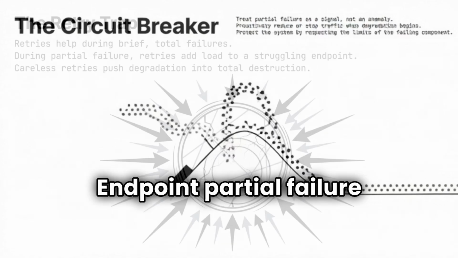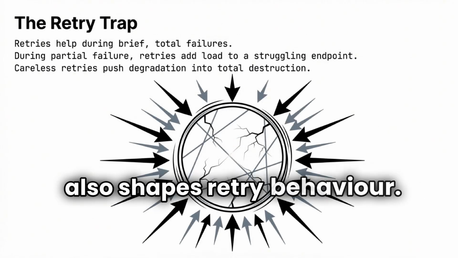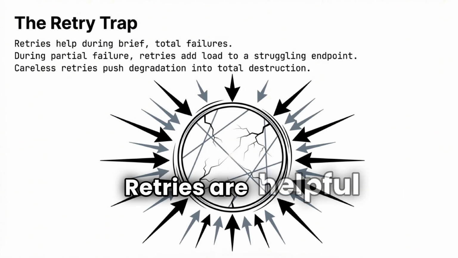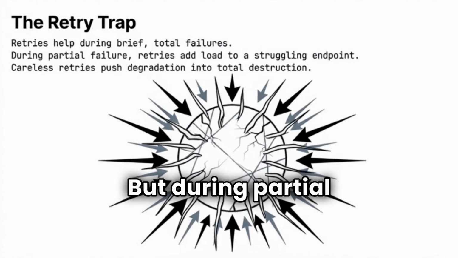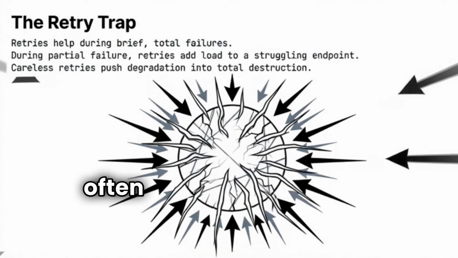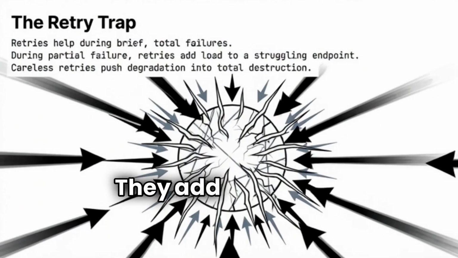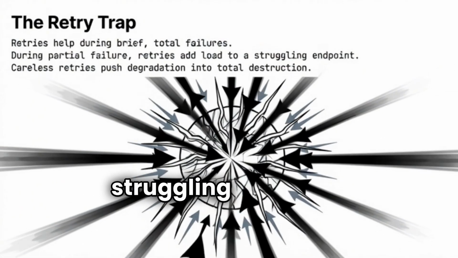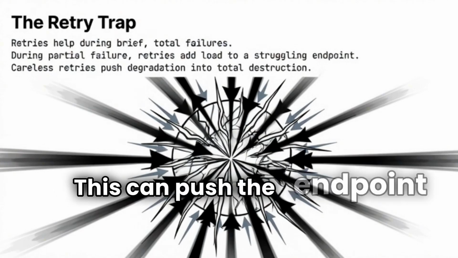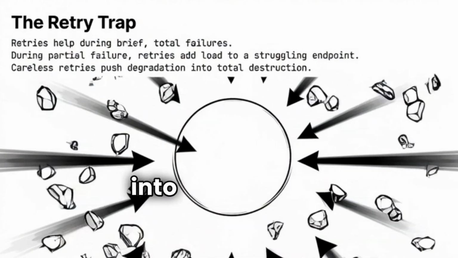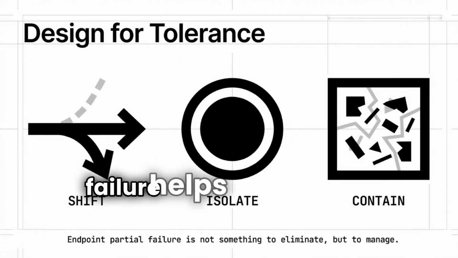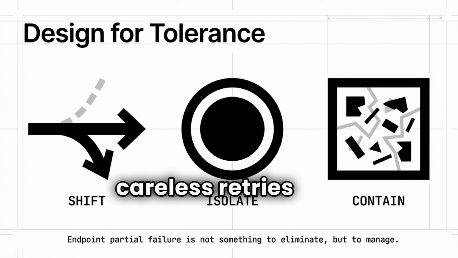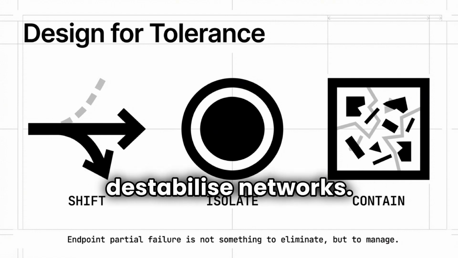Endpoint partial failure also shapes retry behavior. Retries are helpful when failures are brief and complete. But during partial failure, retries often make things worse. They add more load to an already struggling endpoint. This can push the endpoint from partial failure into total failure. Understanding partial failure helps explain why careless retries can destabilize networks.